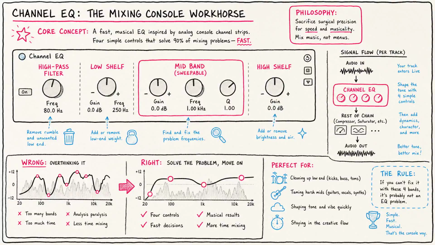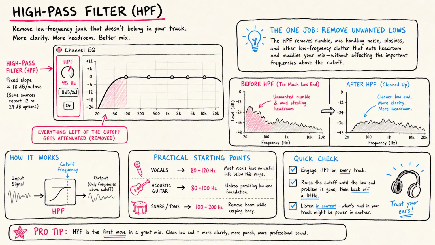where genuine surgical intervention becomes necessary. The high-pass filter sits at the left side of Channel EQ's interface and serves one essential purpose: removing low-frequency content that doesn't belong in a given track. With a fixed slope of approximately 18 decibels per octave, sometimes reported as having 12 and 24 decibel options, depending on the source, it provides a reasonably steep roll-off that eliminates rumble without dramatically affecting frequencies just above the cutoff point. The frequency range is sweepable from approximately 20 Hz up through the low mid-range.